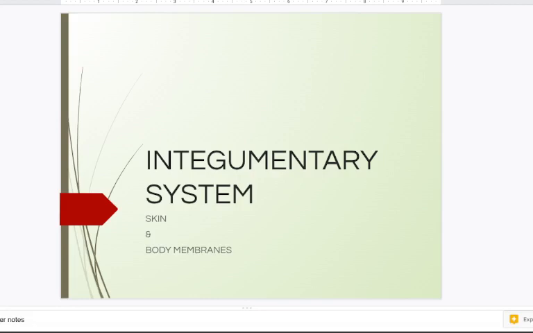Hello students, we are going to start with our content lecture series on the integumentary system, and throughout this unit we're also going to be talking about body membranes.